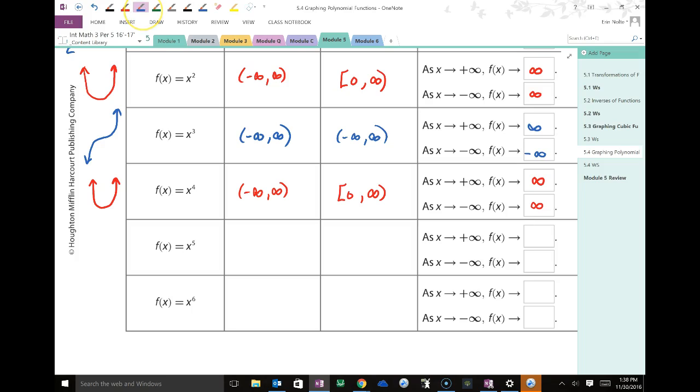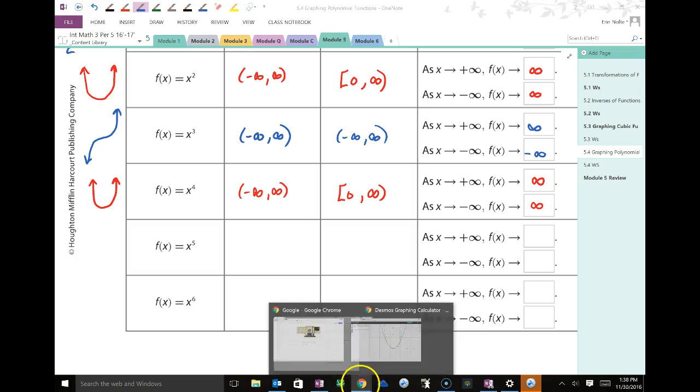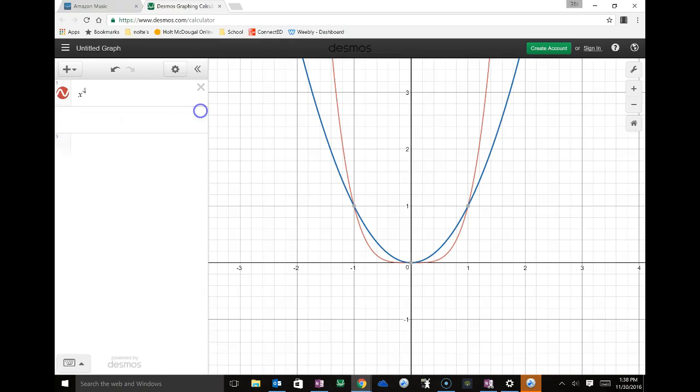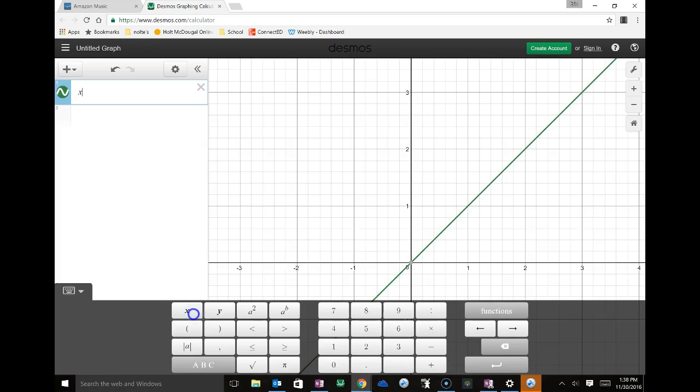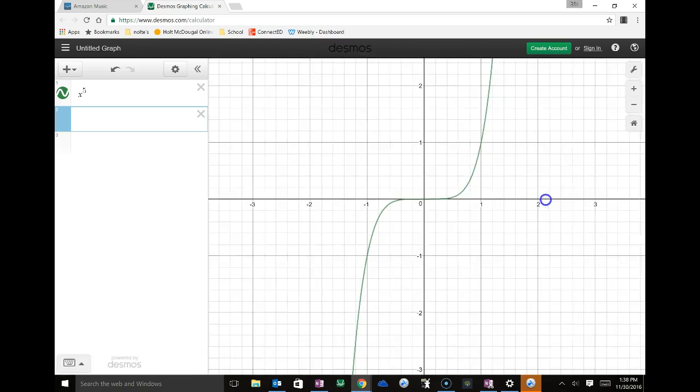Anybody happen to know what an x to the fifth function looks like? Yeah, like John Travolta, that. It's going to go up slower. Okay, so let's graph it in Desmos. So x to the 5th looks like, what do you think that looks like?